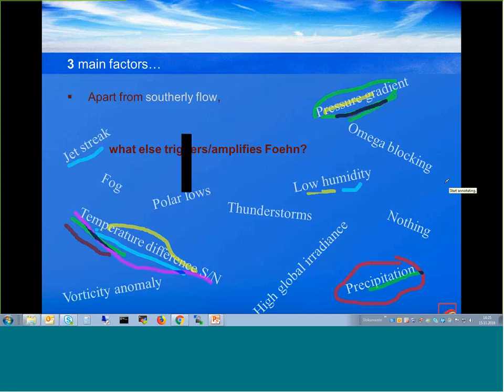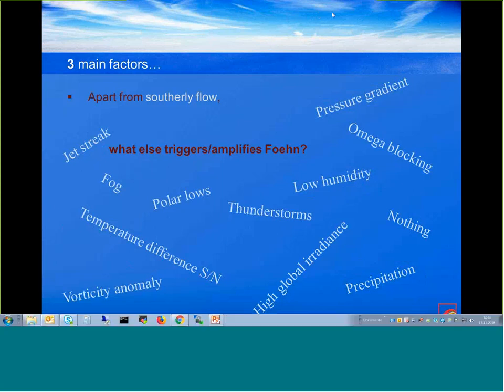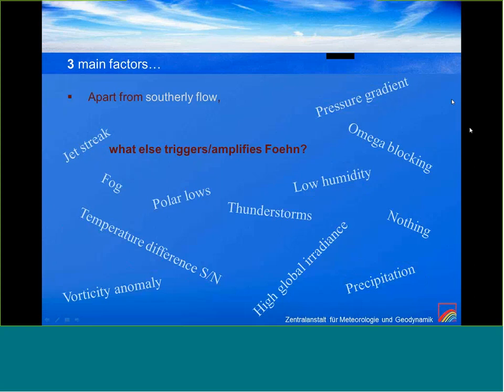So we have many people that say the temperature difference is important. We have people that say the pressure gradient, also humidity. We have the chance of precipitation. So there are many factors that play a role indeed. The most important things, however, are actually the pressure gradient and a temperature difference between the north and the south.